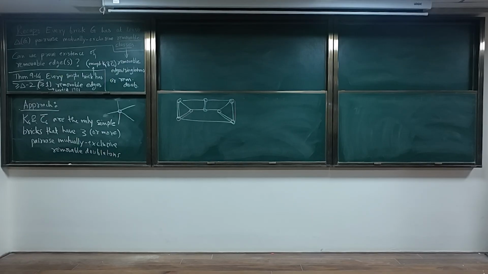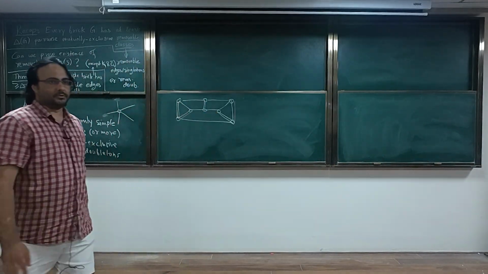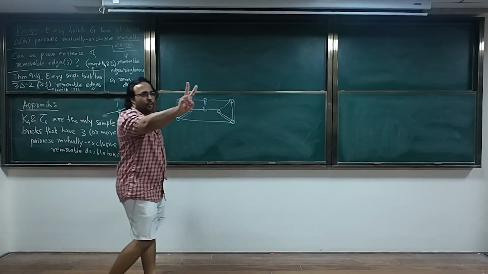I believe one of your assignment exercises, for group 3 at least, asks you to prove the existence of 2 removable edges in every brick except K4, prism and bicon. I think that is the last exercise in the assignment, if I remember correctly. So that is true. If you exclude the bicon, then you can get 2.